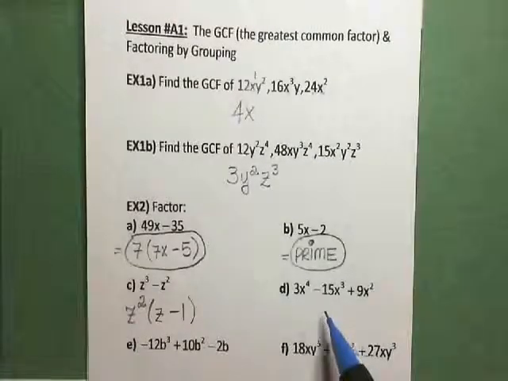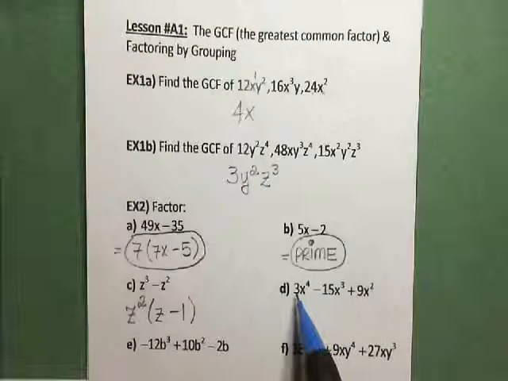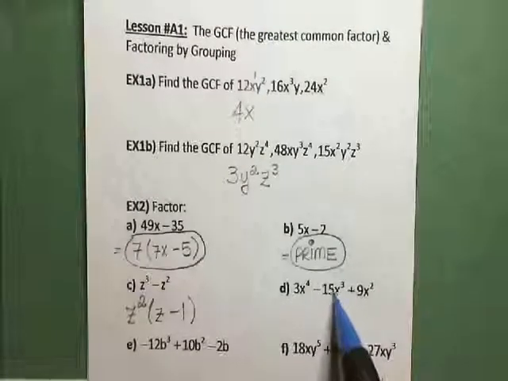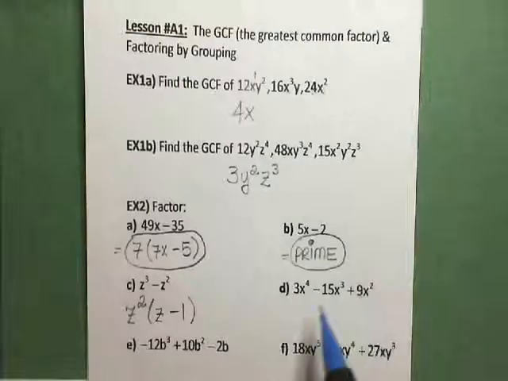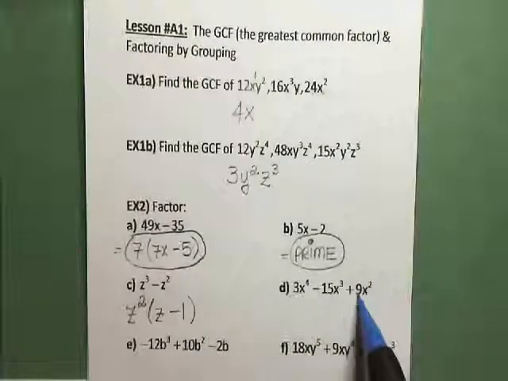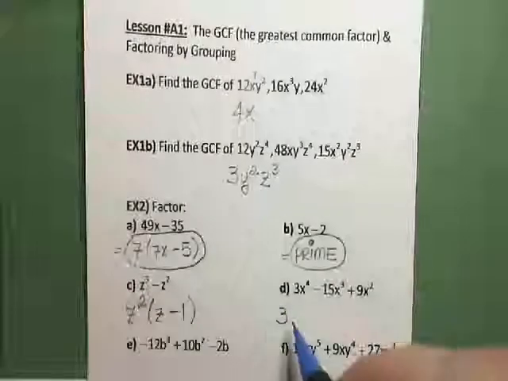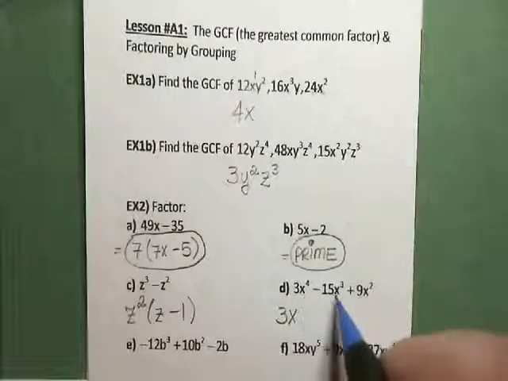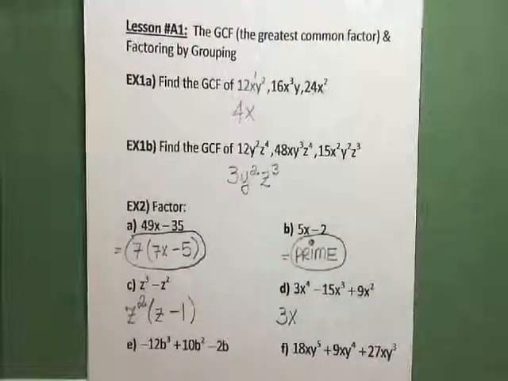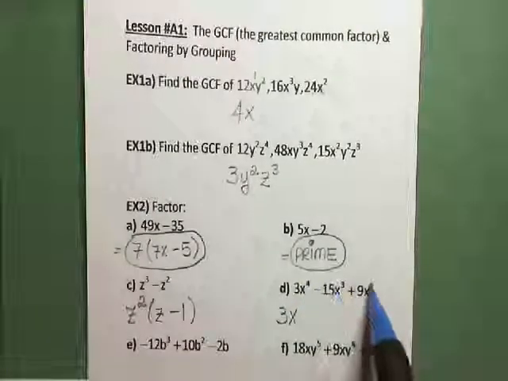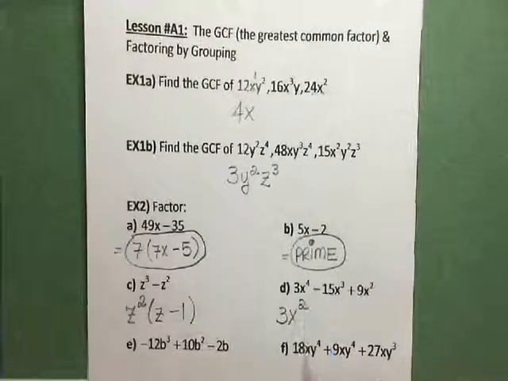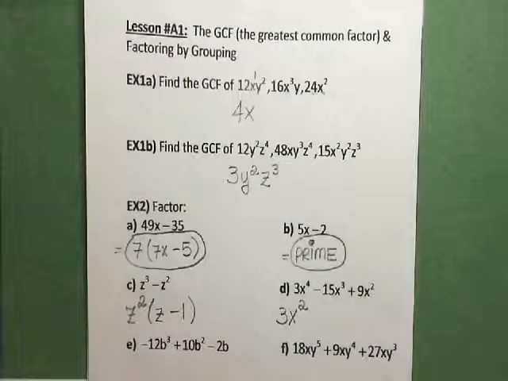Now we have a trinomial. What is the biggest number that I can factor from 3, 15, and 9? Or what's the biggest number that goes into 3, 15, and 9? And the answer is 3. Can I factor out an x? Yes, I can, because x occurs in all of them. How many x's can I factor? Look for the smallest exponent. The smallest exponent is 2, so I can factor out 3x squared.